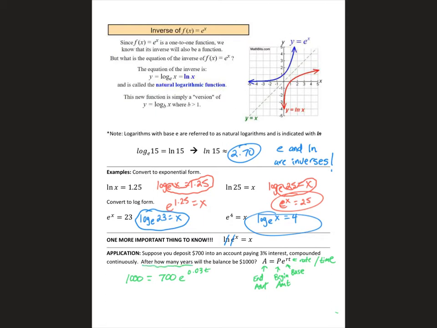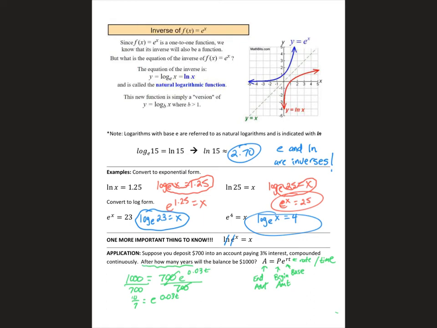So now we have this equation that's in exponential form. 1,000 equals 700 times e raised to the 0.03t. So to solve this, first I want to get rid of 700 by dividing. And I get 10 over 7 equals e to the 0.03t.